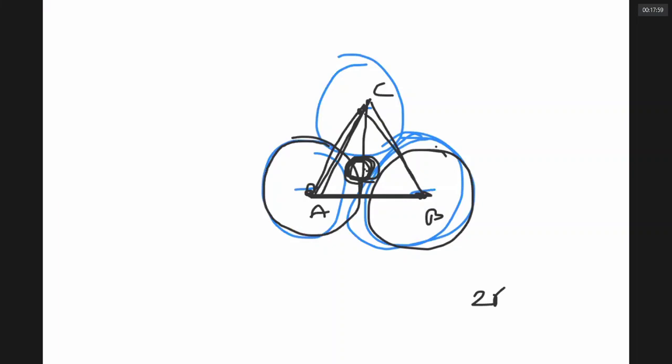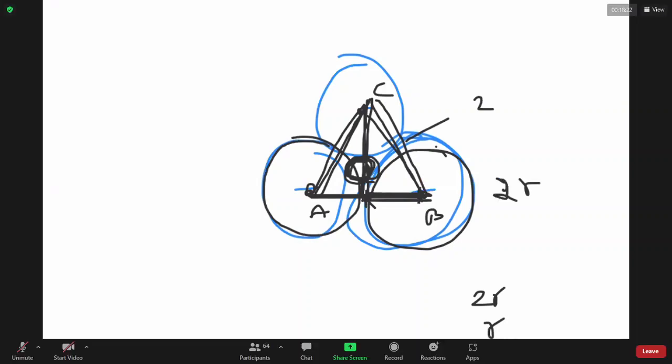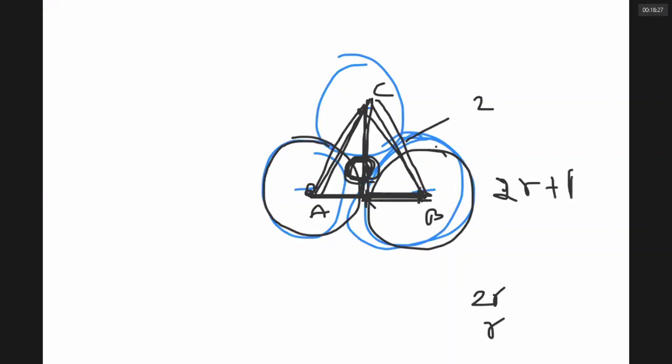Sir, what is this equal to? This is r. Is it not so? Yes, sir. This is 2r. Is it not so? It is, sir. Now, what is this? This is actually equal to small 2r plus capital R. Yes or no?